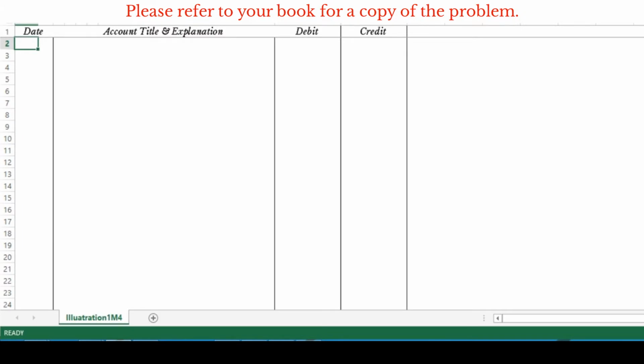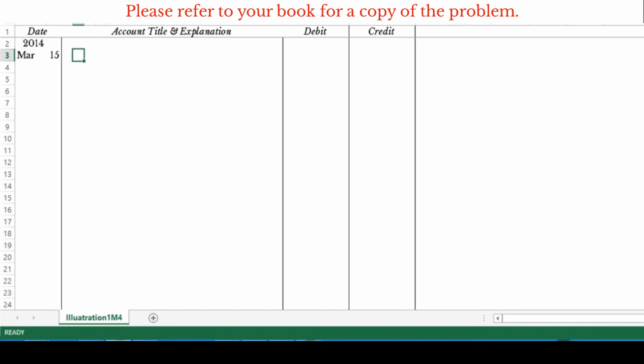Alright, let's begin with our first illustration. So our first transaction is yung declaration natin ng cash dividend on March 15. So like I mentioned a while ago, dalawang beses tayo mag-entry when it comes to dividend. First, on the date of declaration. Second is on the date of payment. So let's start with, so this is the year 2014. Then, nag-declare tayo nung March 15. Alright, so nag-declare daw tayo ng cash dividend ng 5 pesos per share.